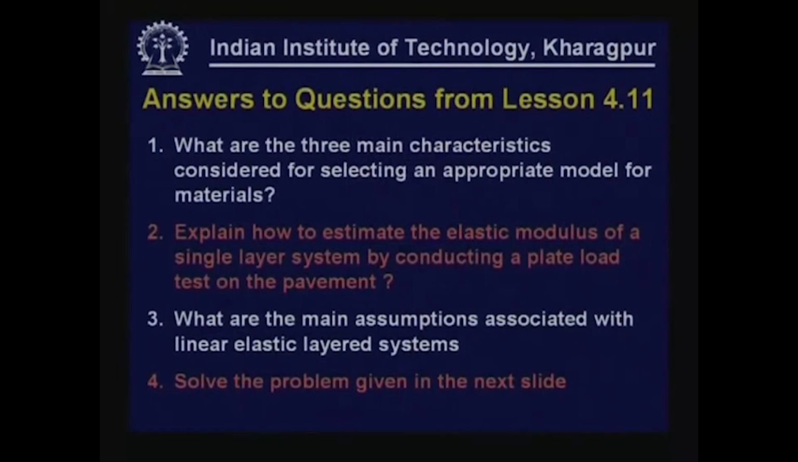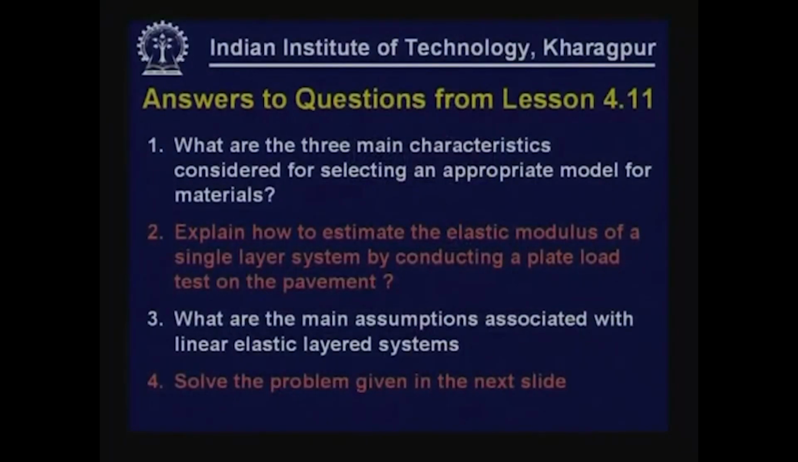What are the main assumptions associated with a linear elastic layered system? In a linear elastic layered system, we assume it is comprised of a number of layers. Each layer is characterized by its thickness, elastic modulus value, and Poisson ratio value. All the n-1 layers are infinite in horizontal extent, and the last layer is infinite in both directions.